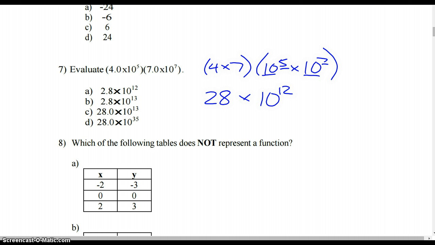So I don't see 28 times 10 to the 12th. I see 2.8 times 10 to the 12th. But let's put this in scientific notation. My decimal point here, I'm going to move it between 2 and 8. However, this exponent right here tells me the decimal wants to go this way, and we are moving one spot backwards. So I have to add 1 up here, so this is the same as 2.8 times 10 to the 13th. So we're looking at B there as well.